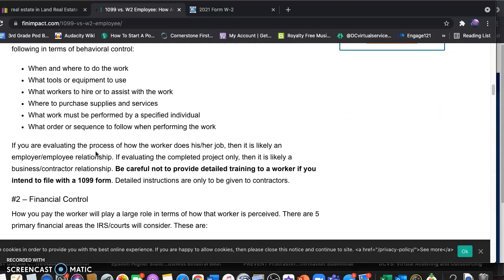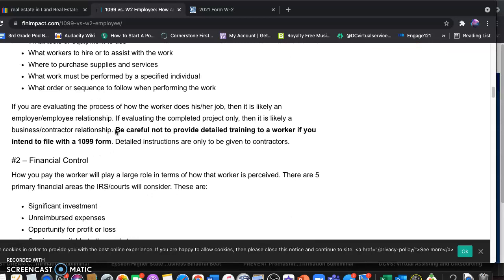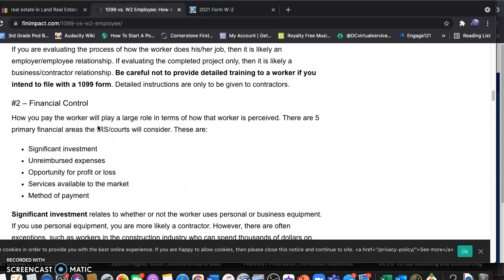So the next. Okay, and then this is for employers as well. Be careful not to provide detailed training to a worker if you intend to file a 1099 form. Detailed instructions are only given to employees. So the next thing that the IRS looks for is number 2, financial control.